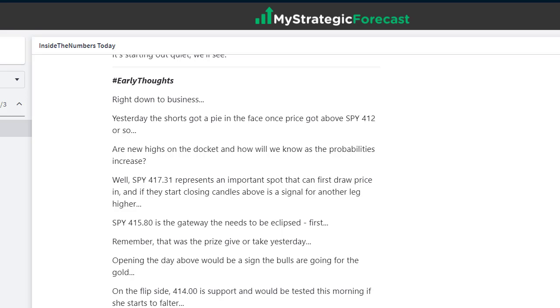We got right down to business. Yesterday, the shorts got a pie in the face once price got above SPY 412. Sound familiar? 412. Now, it's not exactly the same number that we just discussed before, but it's not that far away. So if 412 was a breakout yesterday, then did they come back to check in at the breakout area from yesterday? And by the way, while they were down there, did they run a test of a breakup candle low? And as far as I'm concerned, the way I look at the market, yeah, that's exactly what happened.